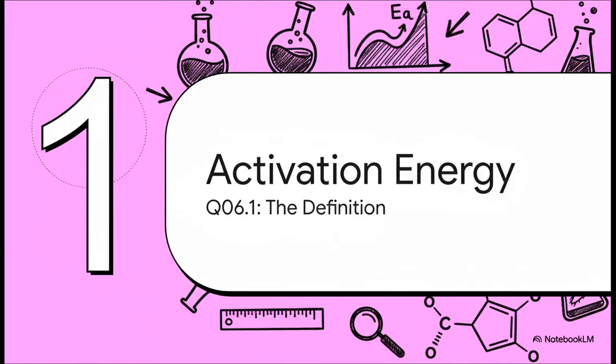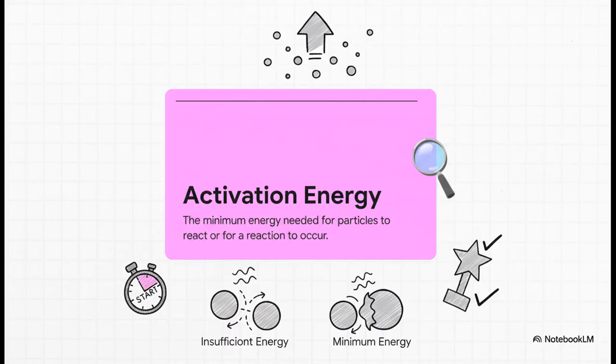Okay, first up, part 1, a nice, straightforward 1-mark definition. This is where being super precise with your words really pays off. And here is the answer, straight from the horse's mouth, the AQA mark scheme. See, the examiner is looking for one of 2 key phrases: the minimum energy needed for particles to react, or for a reaction to occur.